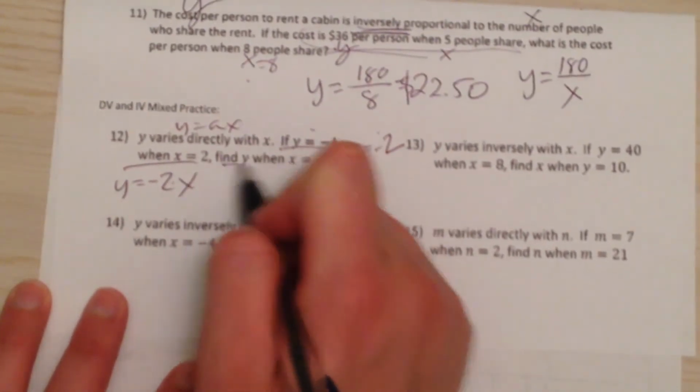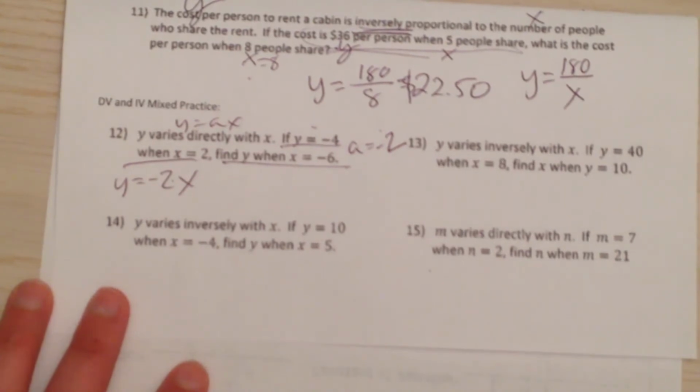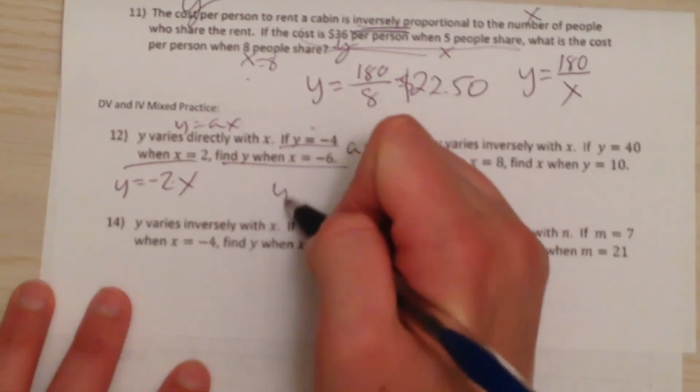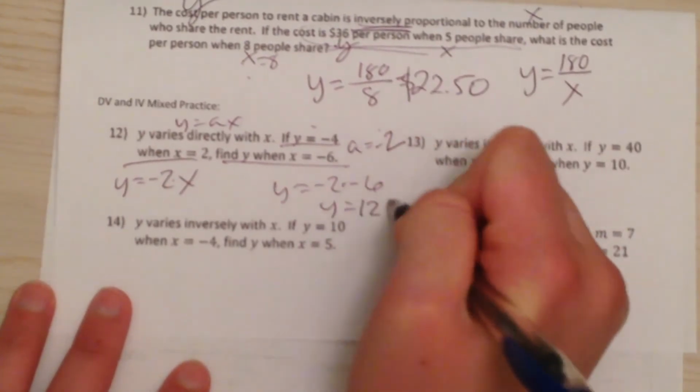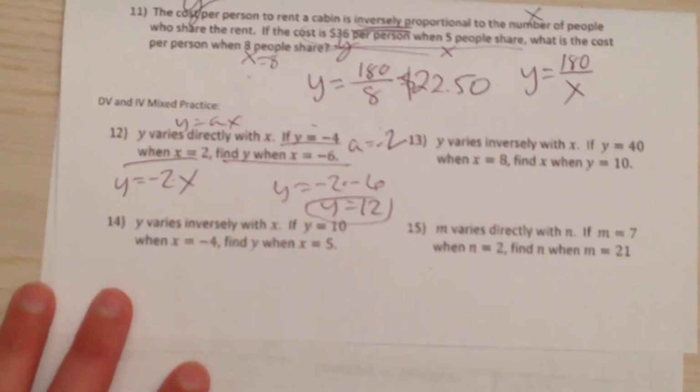And they say find a new y when x equals negative 6. So I'm going to take that equation, I'm going to plug in that the x is negative 6. I'm going to find that it is positive 12. So that is the final answer.